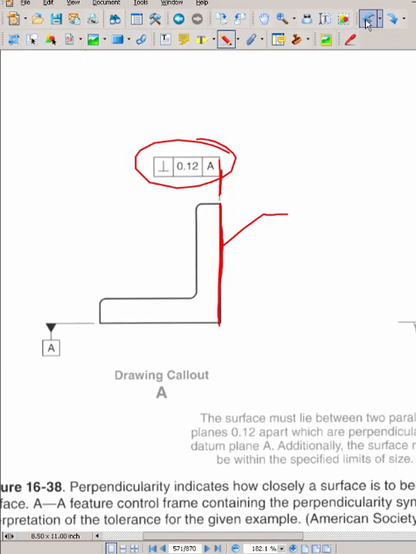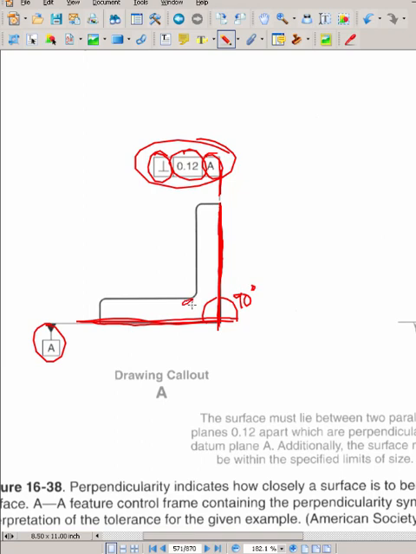Okay. So, datum feature means this is our datum. This is what we're looking at for a baseline choice. We've got the perpendicularity symbol. We've got our tolerance zone. We've got a reference feature. And it basically means that this surface right here must be perpendicular, 90 degrees from this bottom surface within a specified tolerance zone. So we check out the result.